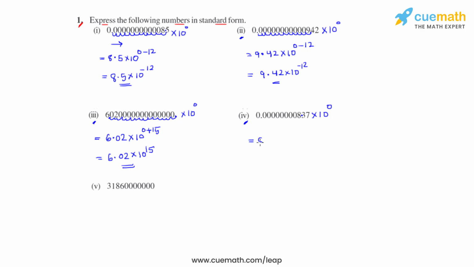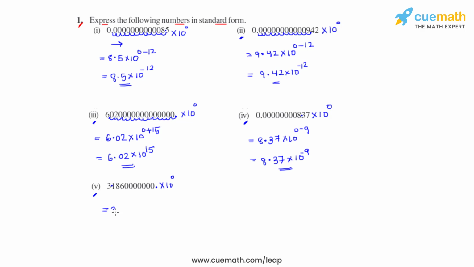So we get it as 8.37 times 10 raised to 0 minus 9. So that gives us the answer as 8.37 times 10 raised to negative 9 as the standard form for the number which is given in the fourth bit. Fifth bit again we do not see a decimal, so the decimal is to be placed after the last digit that we see. And our objective is to get the decimal point between 3 and 1. We multiply it with 10 raised to 0. Let's count by how many places we have to move it towards left. We have to move it towards left by 10 places.